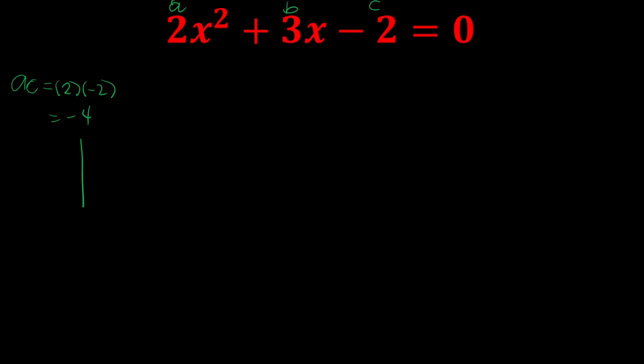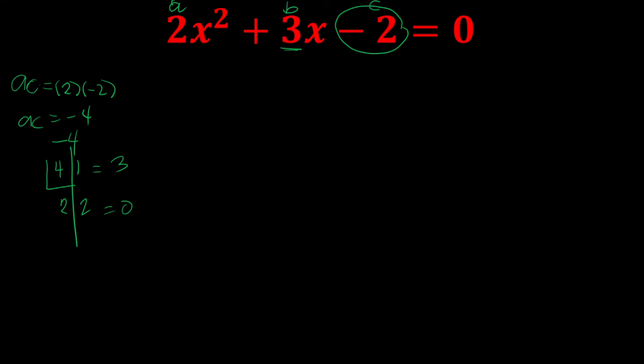So, kuhanan mo ng factor yung negative 4. Tama? Negative 4. Since negative ito, ibig sabihin, para makuha mo yung 3, kailangan mag-subtract ka. Okay? Ano yung mga factors natin? 1 and 4, at saka 2, saka 2. Magsusubtract tayo para makuha natin yung 3. 4 minus 1 is 3. 2 minus 2 is 0. So, obviously, itong 4 at saka 1 ang gagamitin nating factor. Kasi makukuha mo yung 3 doon.